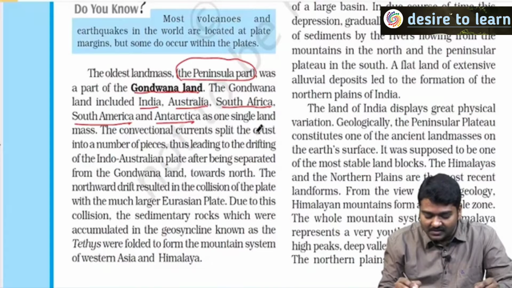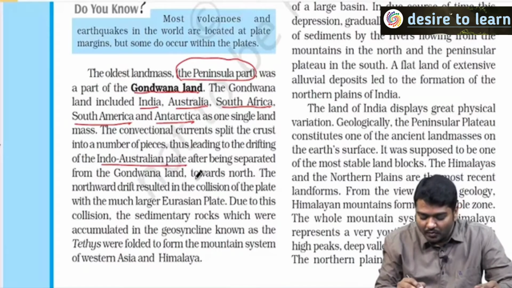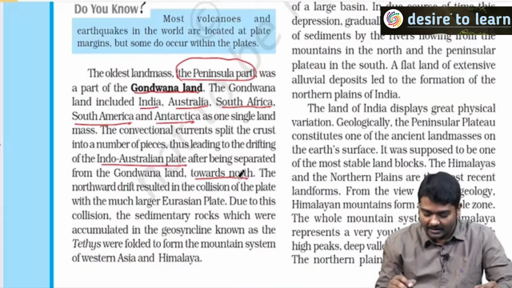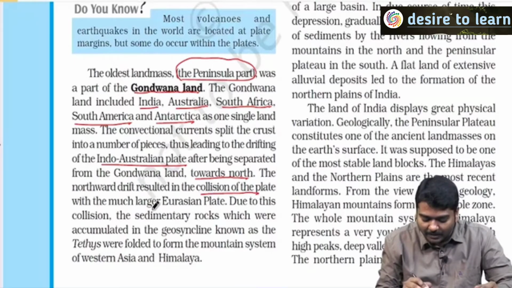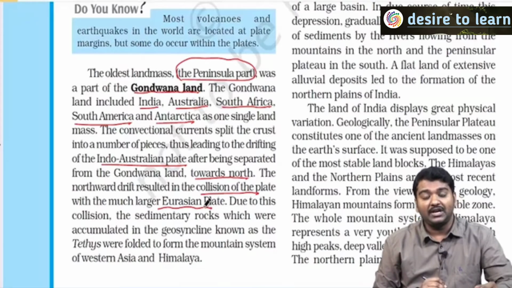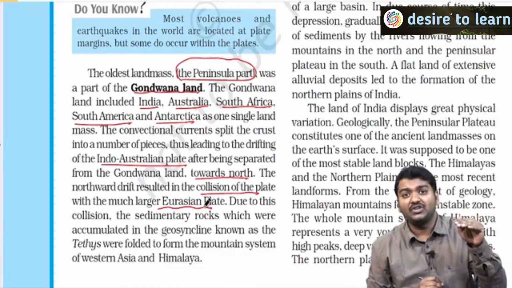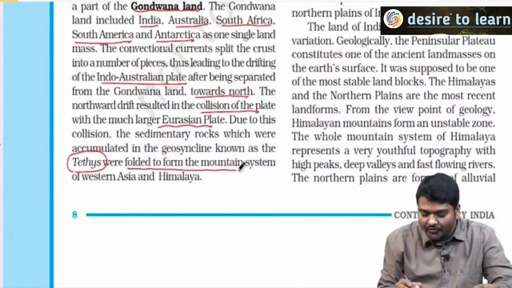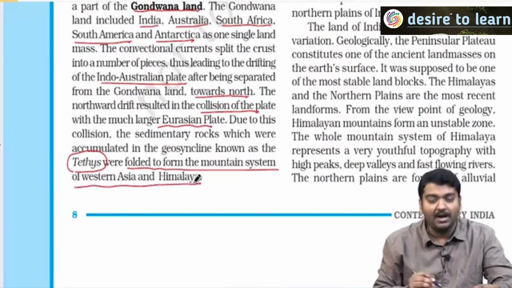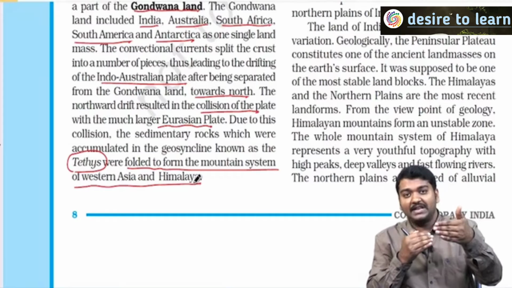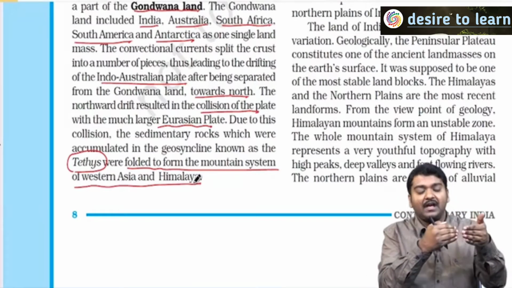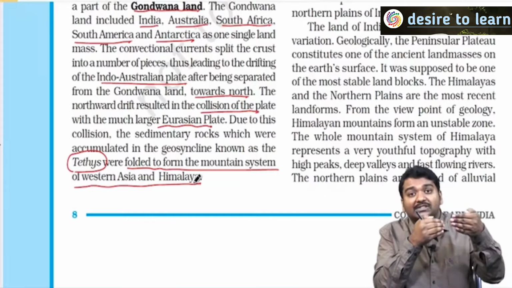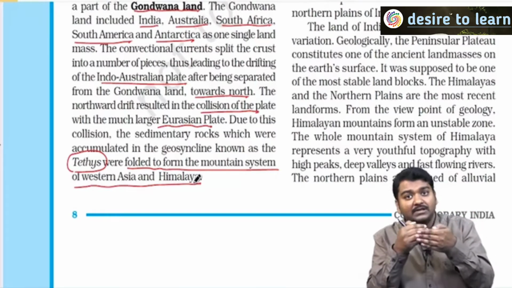The convectional current split the crust into a number of pieces, and we have today the Indo-Australian plate which is moving towards north, correct? And then this plate is colliding with the Eurasian plate, and as the Indo-Australian plate is heavier, it is actually going below. Can you see, they are talking about the Tethys Sea being folded to form the mountain system of Western Asia and the Himalayas. That is, when the Indo-Australian plate hit the Eurasian plate, the sediments which were there in the Tethys Sea were compressed to form these mountain systems.